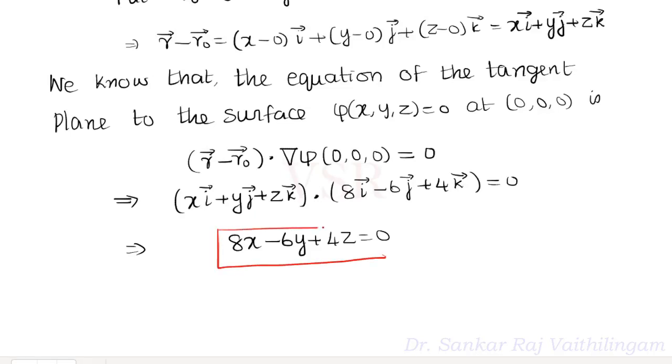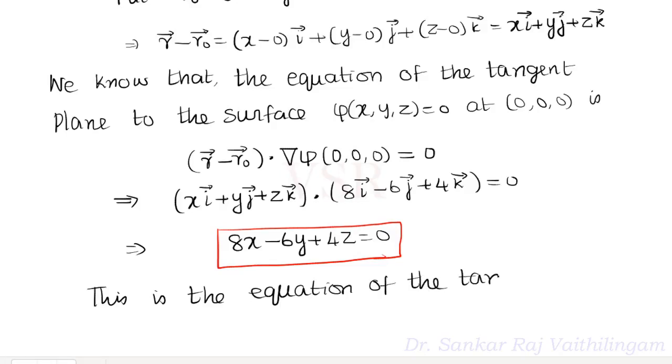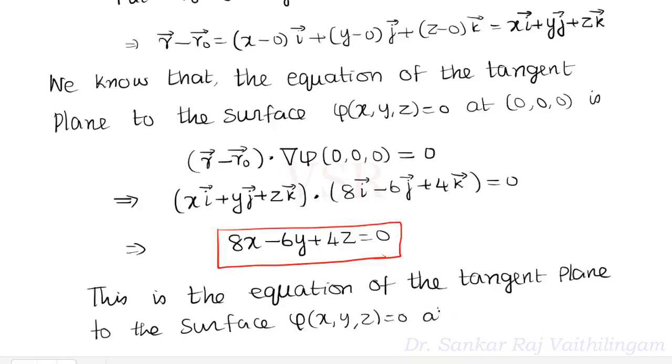This is the equation of the tangent plane to the surface phi of x comma y comma z which is equal to 0 at origin. Okay, hence the solution.